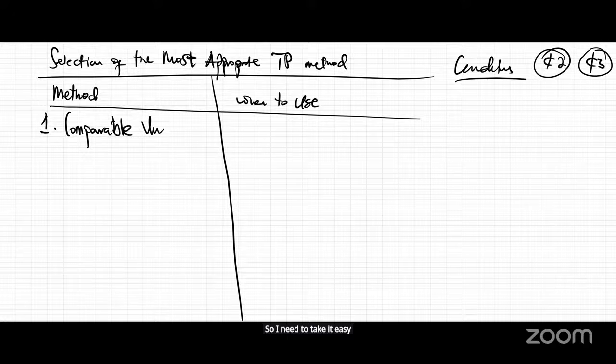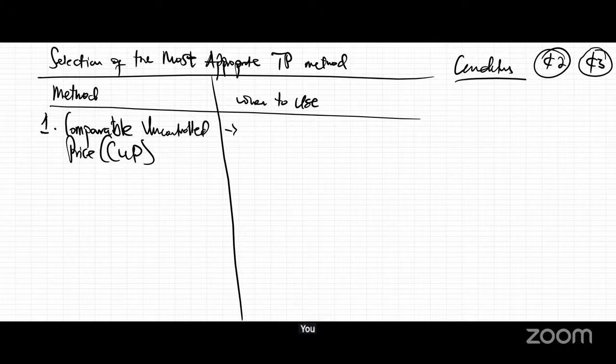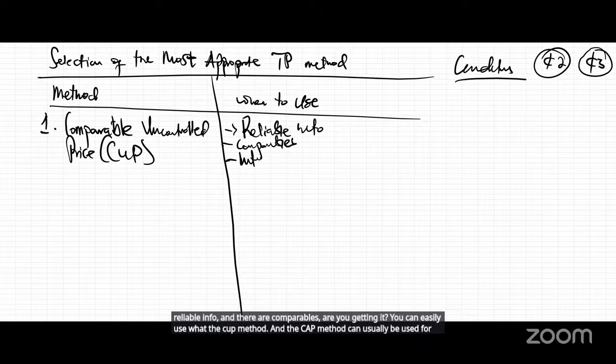So we have the comparable uncontrolled price method, right? The comparable uncontrolled price is what we call the CUP method. Now, CUP method, what is the condition? You use it when there's enough information, like there's reliable information. So if there's reliable info and there are comparables, you can easily use the CUP method. And the CUP method can usually be used for intangibles, you remember, right?